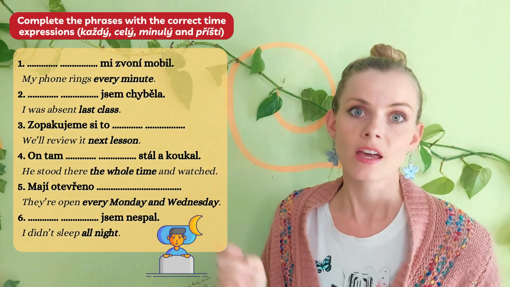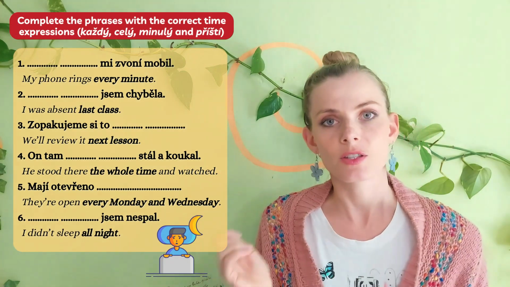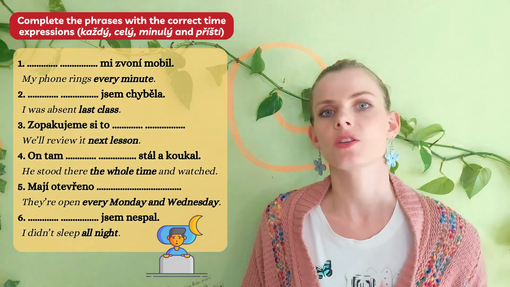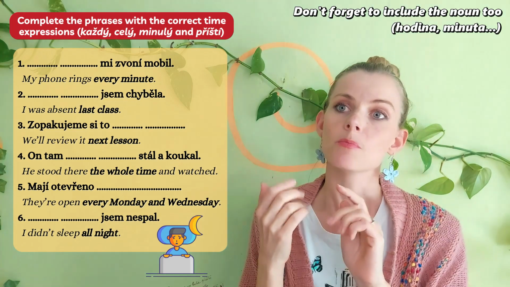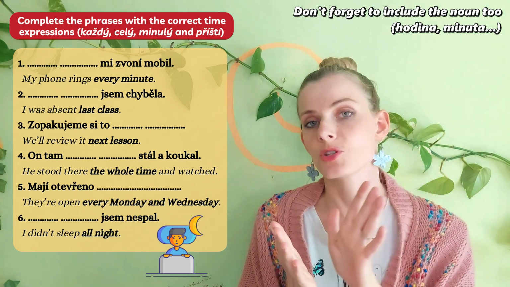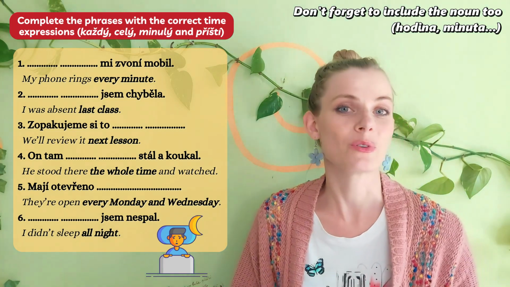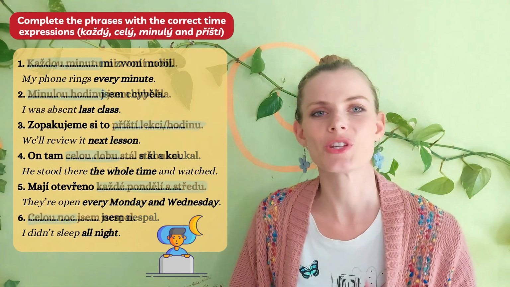Your task will be to complete these 6 sentences with the missing time expressions. Remember, we will be using the words každý or každou, celý, celou, minulý or minulou, and příští. Pause the video and work on it. And it's time to check it.